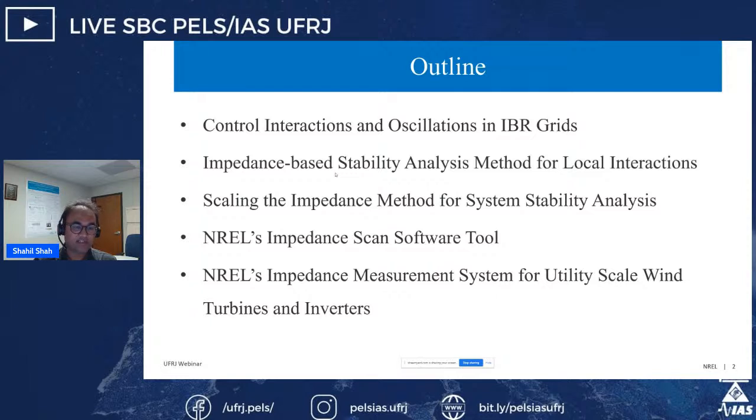Then I'll talk about NREL's impedance scan software tool, a tool that we are developing here to analyze stability of power grids with large amount of renewables, and the impedance measurement system.